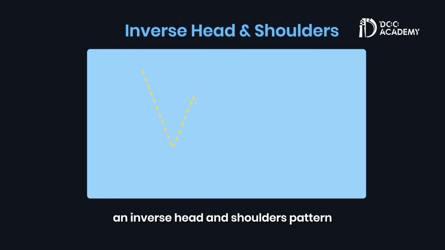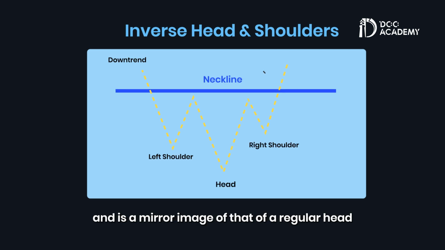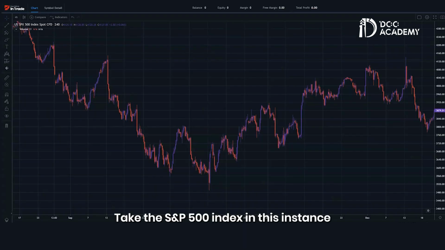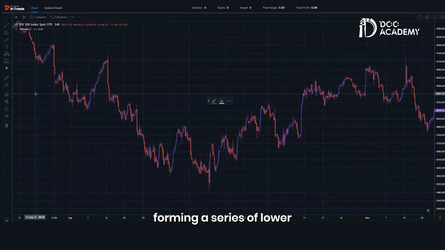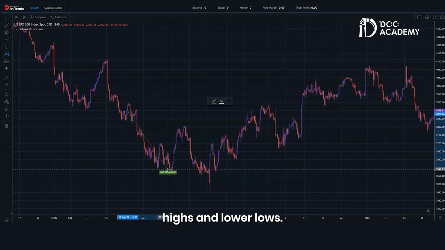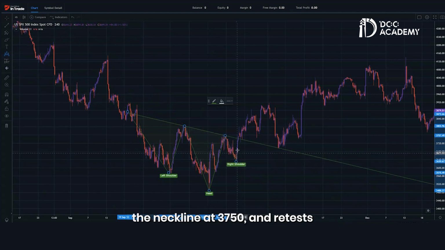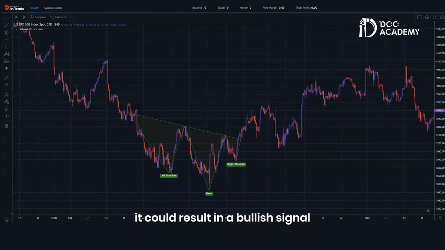On the other hand, an inverse head and shoulders pattern is a bullish reversal pattern and is a mirror image of a regular head and shoulders pattern. This usually forms after a downtrend. Take the S&P 500 index in this instance, which has been in a downtrend in the past several months, forming a series of lower highs and lower lows. During this period, the index's price forms an inverse head and shoulders pattern. When the asset price breaks the neckline at 37.50 and retests this level successfully, it could result in a bullish signal to indicate a potential upward trend.